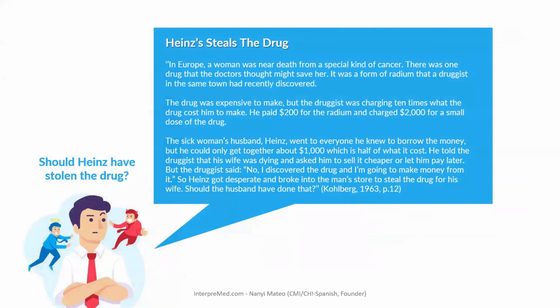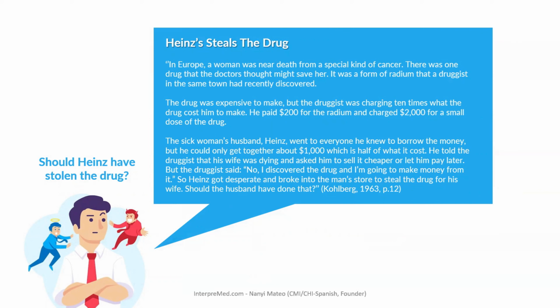The Heinz Dilemma is one of the best-known stories Kohlberg told children during his research. Let's read it. In Europe, a woman was near death from a special kind of cancer. There was one drug that the doctors thought might save her. It was a form of radium that a druggist in the same town had recently discovered. The drug was expensive to make, but the druggist was charging 10 times what the drug cost him to make. He paid $200 for the radium and charged $2,000 for a small dose of the drug.